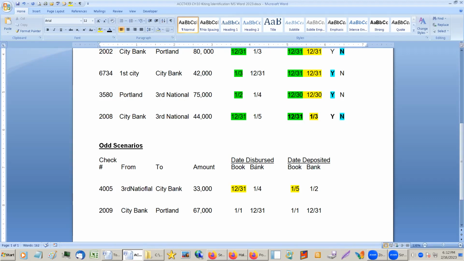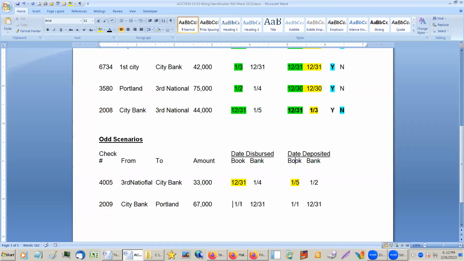And this one down here, now it falls down in that it's made after the deposit. It's deposited on the 31st, but it's made after the deposit. Now there is a kind of a mitigating factor here, and that is it was also received on the 31st.